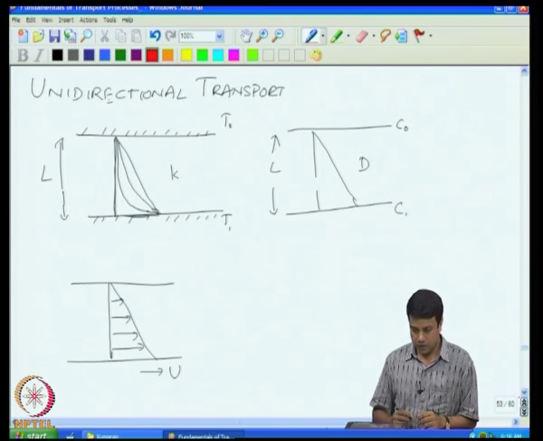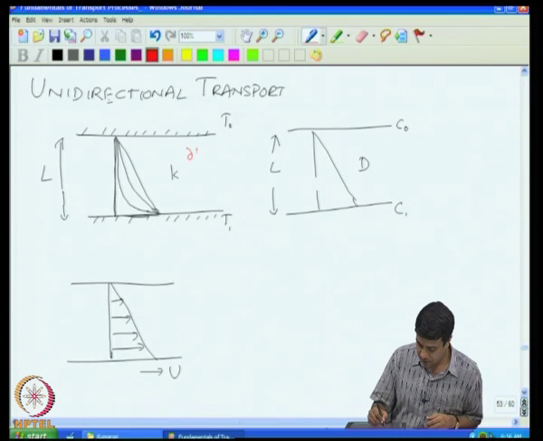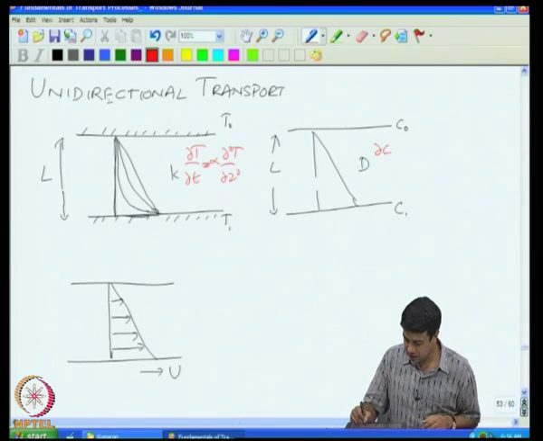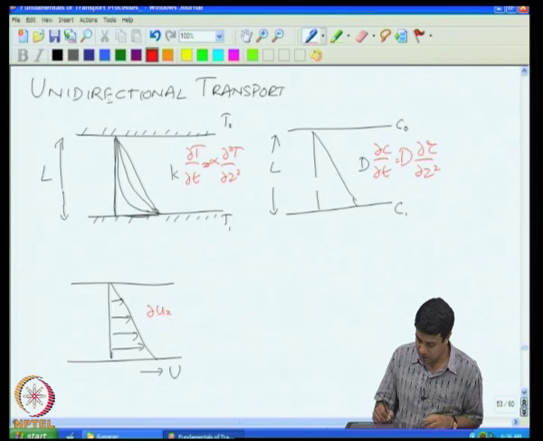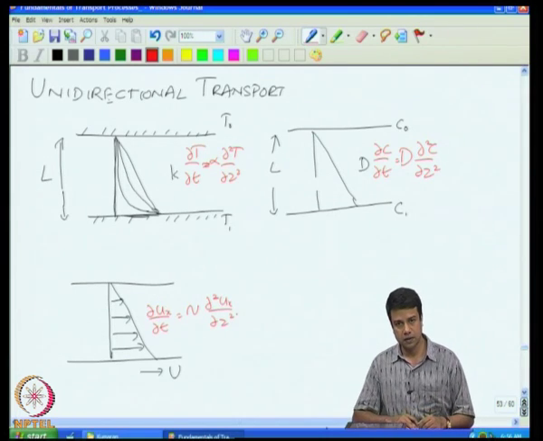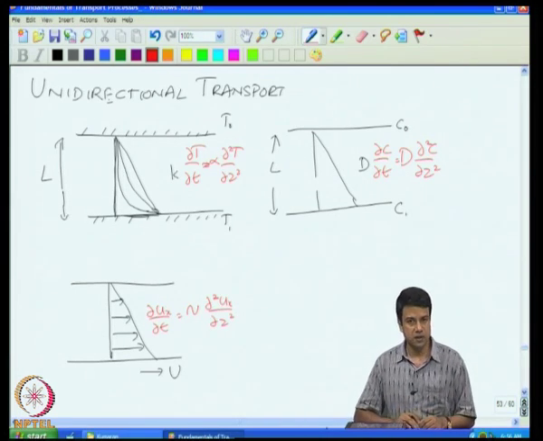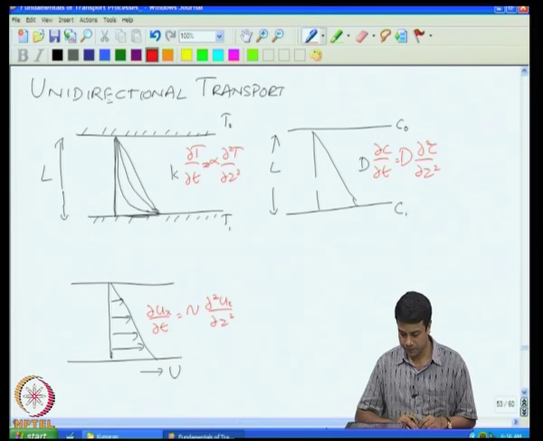For all my situations, I have common equations. For this case, I have dT/dt is equal to alpha d squared T by dz squared. In this case, I have dC/dt is equal to the diffusion coefficient times d squared C by dz squared. In this case, I have dux/dt is equal to the kinematic viscosity times d squared ux by dz squared. The form of the equations is the same in all cases, which shows the equivalence of heat, mass and momentum transfer.